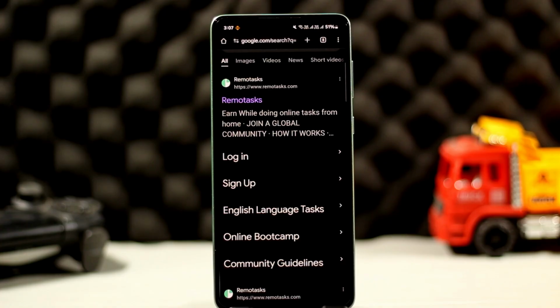Some tasks require a training module. Complete the training to understand the guidelines and best practices for that task. After passing the quiz, you'll be ready to start working on real tasks. Read the task instructions carefully. Complete the tasks by following the instructions. For example, if it is image tagging, ensure you are tagging objects accurately.